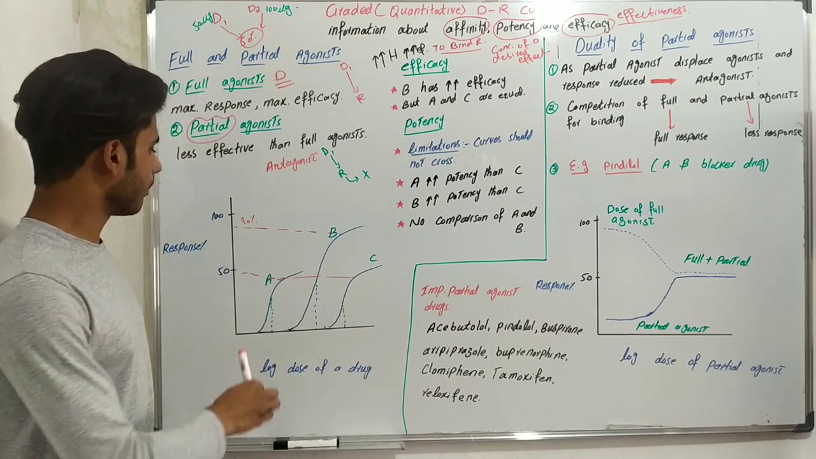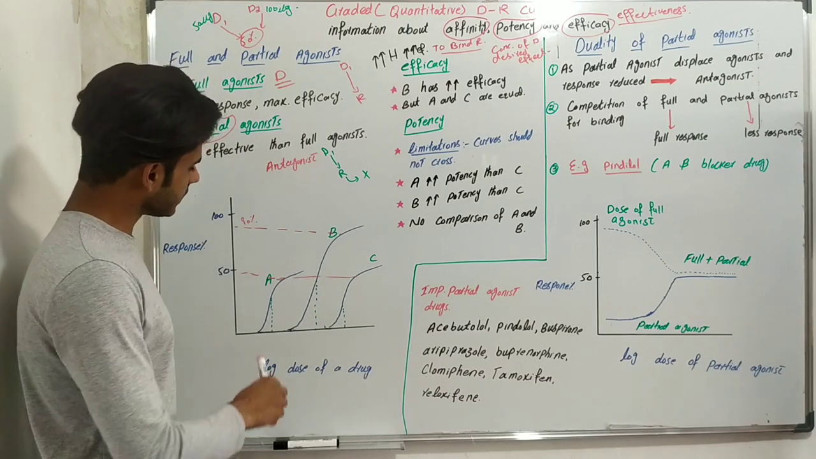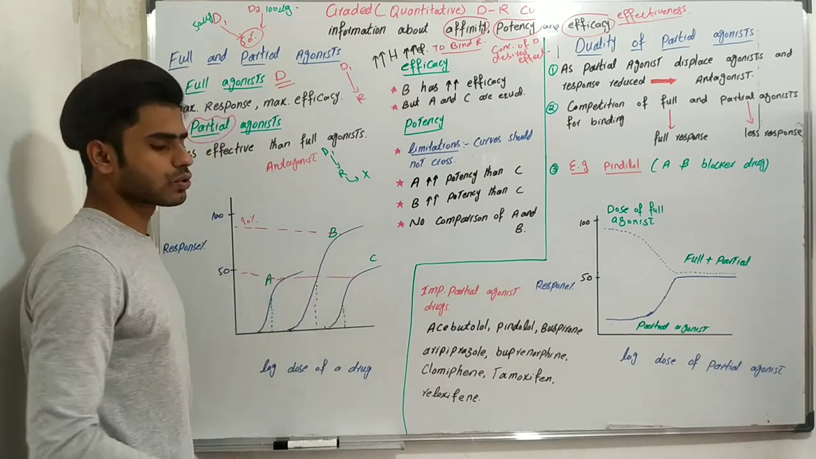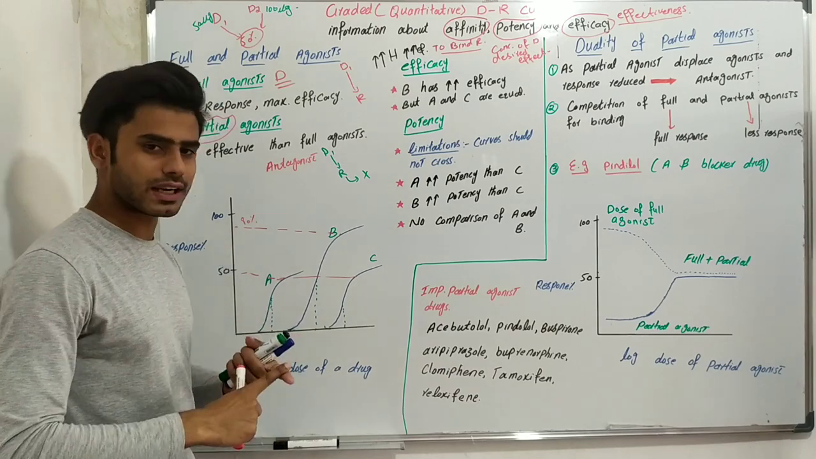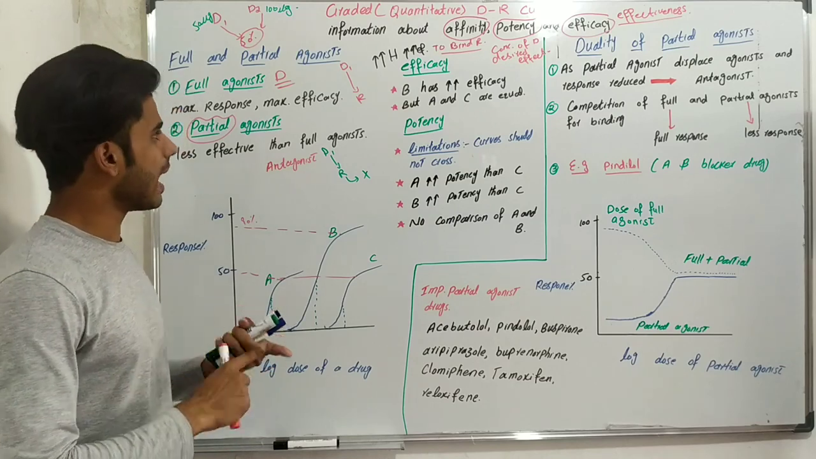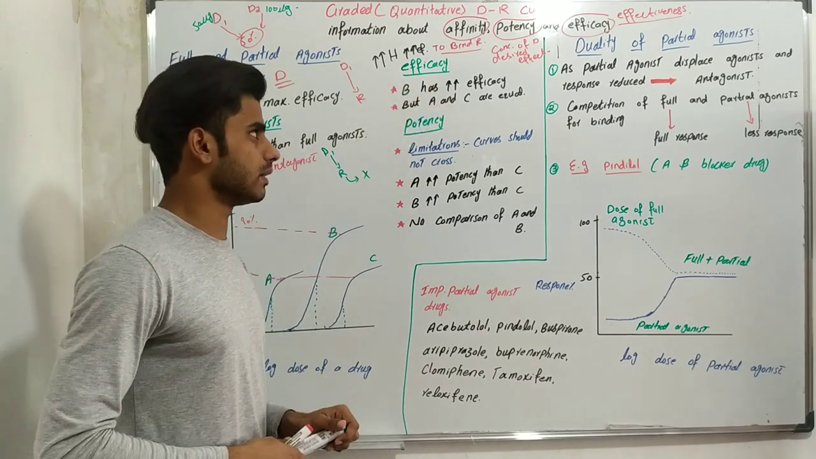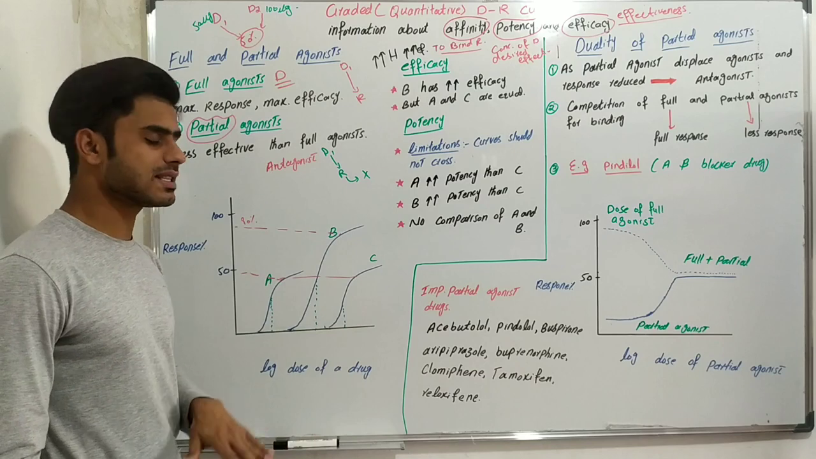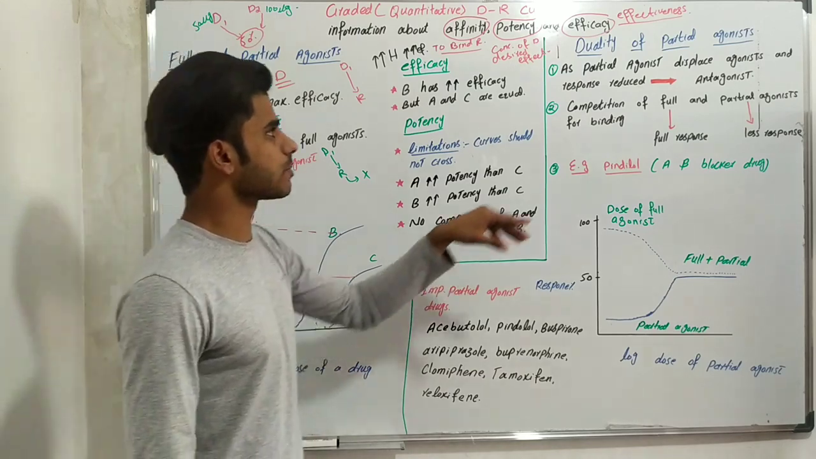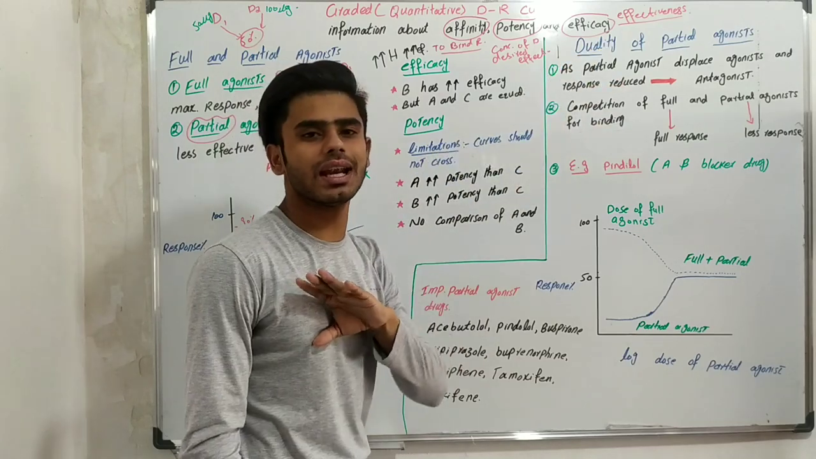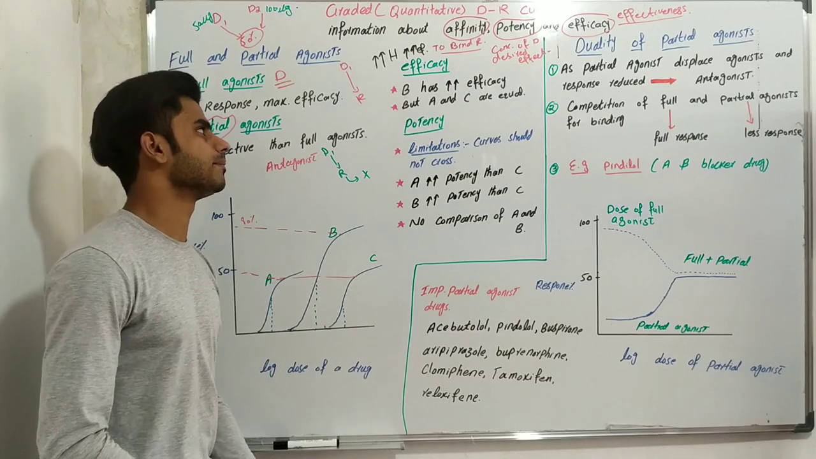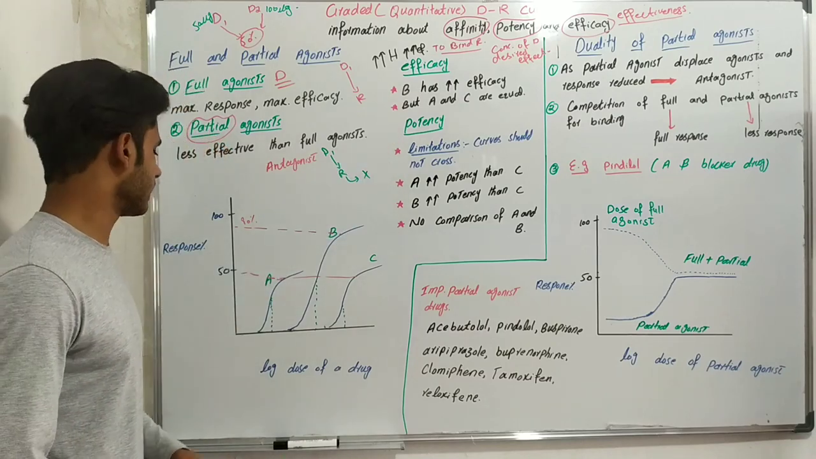So now we will compare A and C. As you can see there, A and C are equal in height and equal in response. So equal response, equal effectiveness. Both drugs are equally effective, and therefore they have equal efficacy. When there is equal response, then equal effectiveness, they are both equally effective, then they both have equal efficacy. Now we have checked the efficacy here as well.